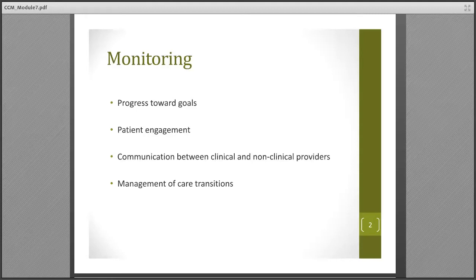The care manager should also be involved in managing transitions of care between and among healthcare providers and settings, including providing follow-up after an ED visit or a discharge from a hospital, skilled nursing, or other facility. Just remember, monitoring of progress is important, but monitoring of hiccups, if you will, in the patient's plan of care is also essential in order to identify where we can be of assistance and get the patient back on track.